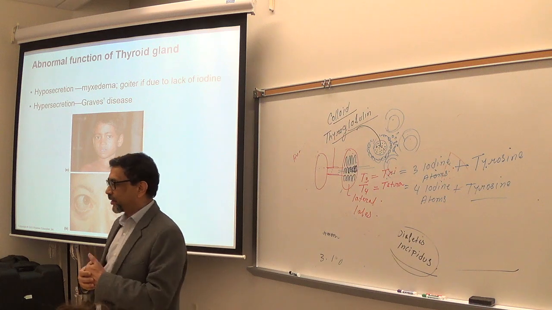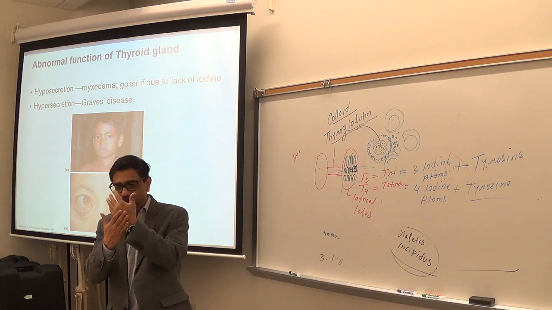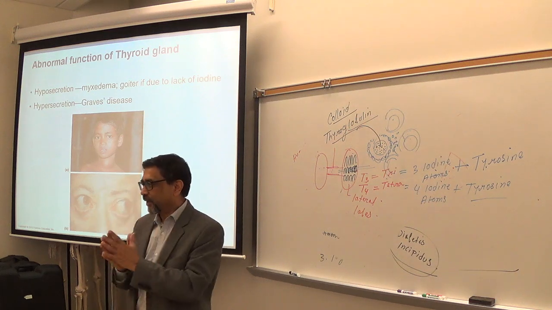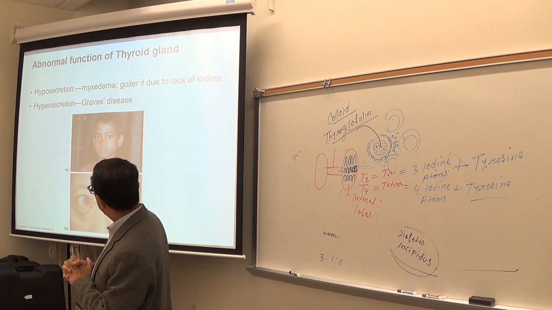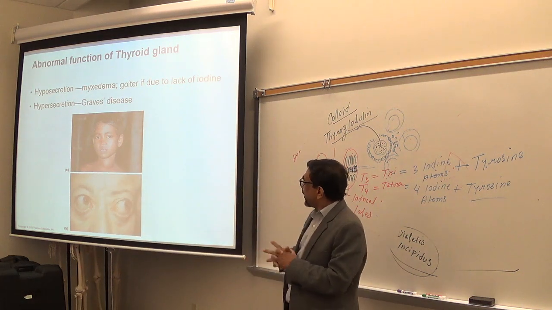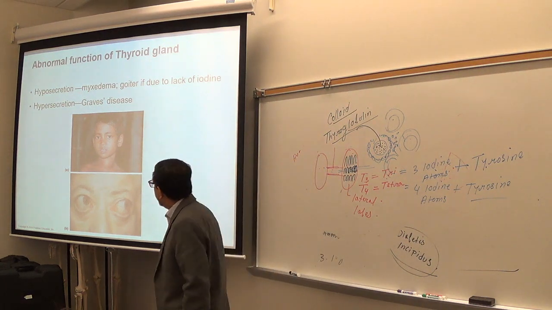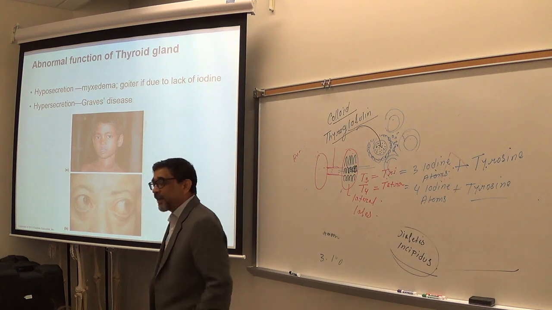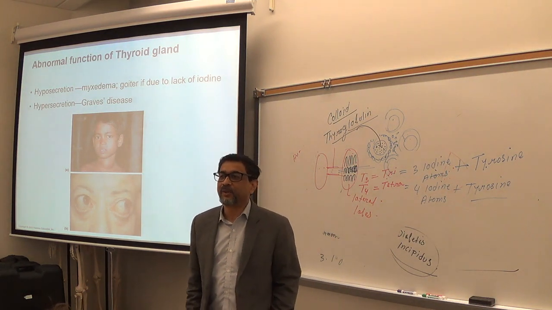Hypothyroidism is just the opposite. The blood pressure will be low, the skin is cold, okay? Heart rate could be less than normal. So that's the hyposecretion or hypothyroidism. Now, hyposecretion can lead to two clinical conditions. One is called myxedema and another is goiter.